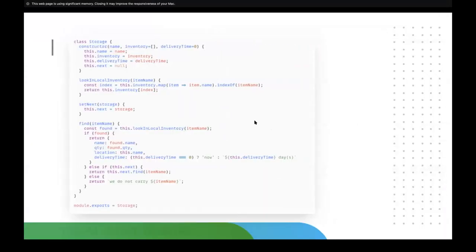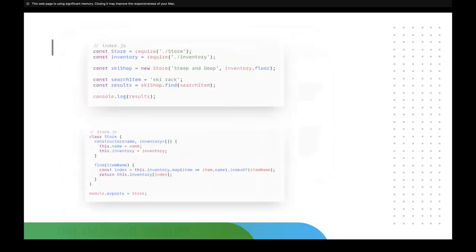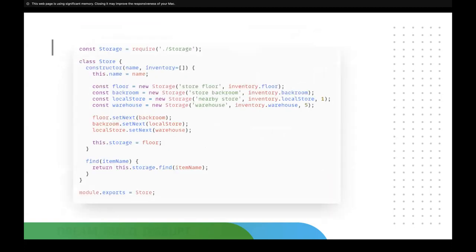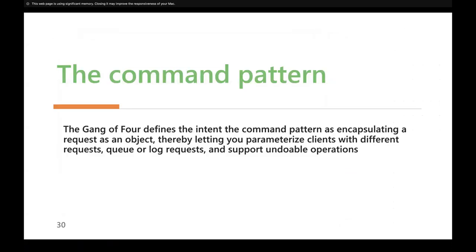Cool. Moving on. So we've seen the chain of responsibility implementation, and we've learned some real life examples, right? So having such an implementation in our existing code could really help us clean our code a lot better. The next behavioral pattern which we'll look at is command pattern. So let's read through the definition which the Gang of Four defined. The Gang of Four defines the intent of command pattern as encapsulating a request as an object, thereby letting you parameterize clients with different requests, queue or log requests, and support undoable operations.